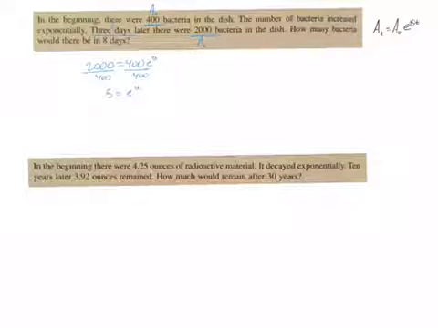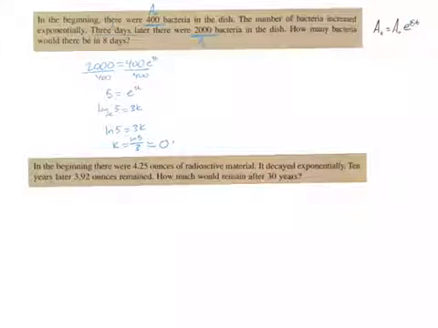Now change this into logarithmic form. This is log base e of 5 is equal to the 3k. But remember, if it's log base e, we call that the natural log of 5 is equal to 3k, which means k is going to equal the natural log of 5 divided by 3, which is approximately equal to, using my calculator, 0.536.